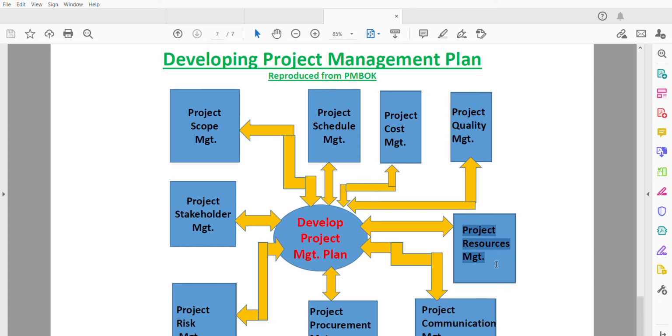The project resource management. In the project resource management, we plan the resource management and estimate the activity resources, how many resources we need for each activity. Resources means, of course, manpower, equipment, material and tools, and so on.